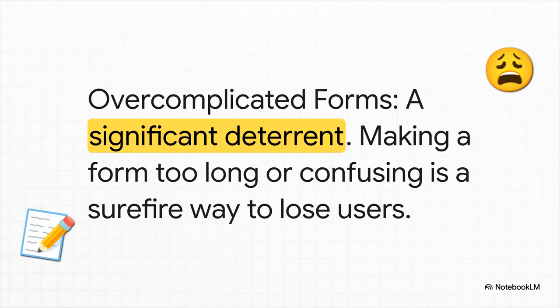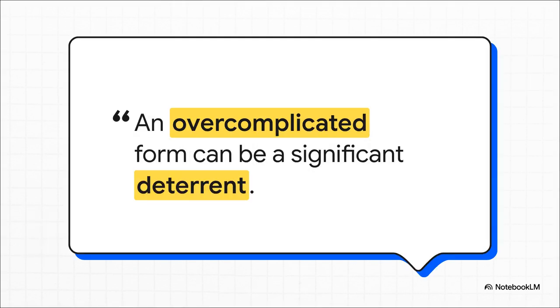And finally, our 8th and final ailment, the overcomplicated form. This is the last barrier between you and a conversion, and if you make it too long or confusing, it's a surefire way to make users give up right at the very last second. Calling an overcomplicated form a significant deterrent? Well, that's putting it mildly. Every single extra field you add increases friction and lowers the chance someone will actually complete it. When it comes to forms, less is always more.